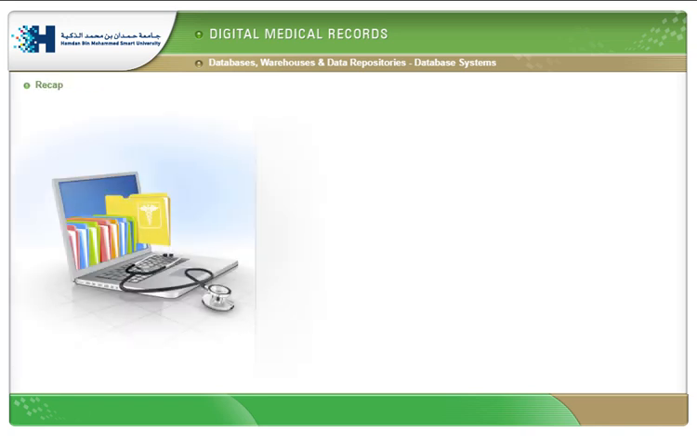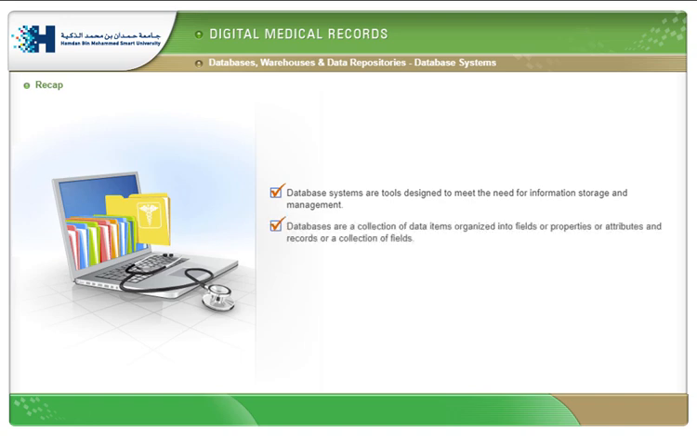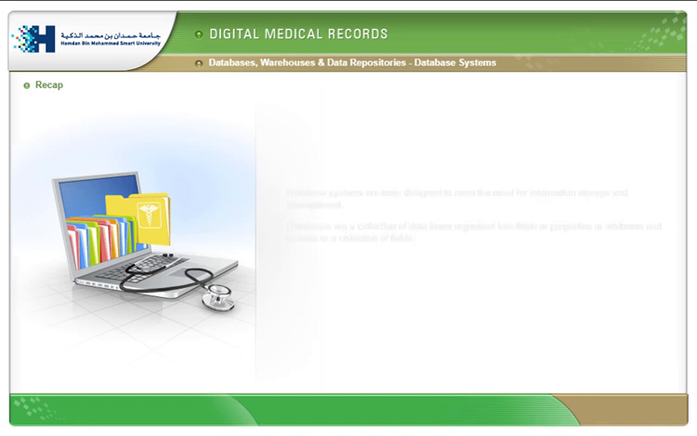Let us recollect the key points. Database systems are tools designed to meet the need for information storage and management. Databases are a collection of data items organized into fields or properties or attributes and records or a collection of fields. A database model is a structure for organizing and managing data.